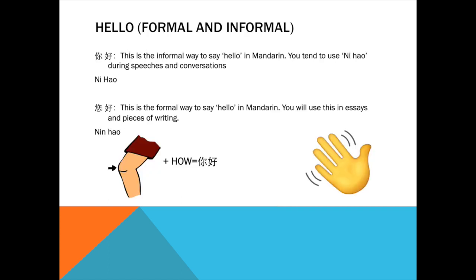Okay, so first we're going to be covering the basic hello in both formal and informal. Ni hao. This is the informal way to say hello in Mandarin. You tend to use ni hao during speeches and conversations. A fun way to remember ni hao could be ni, like on your leg, plus how, like how are you doing? Try to say ni hao 5 times, and if you need to, pause the video and practice more.